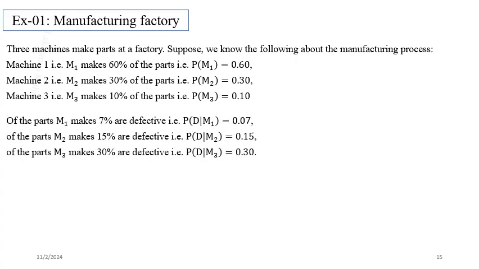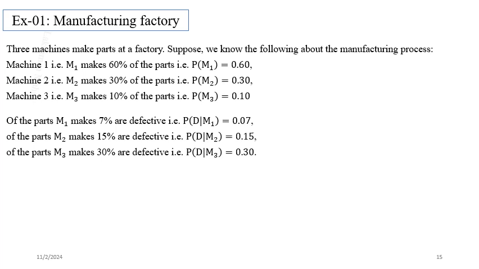Now, of the parts that machine 1 produced, 7% are defective. The probability of D given M1 is 0.07. Of what machine 1 is producing, 7% are defective and 93% are properly working. Of the parts M2 makes, 15% are defective. That is, the probability of D given M2 is 0.15. Of the parts M3 makes, 30% are defective. That means the probability of D given M3 is 0.30.